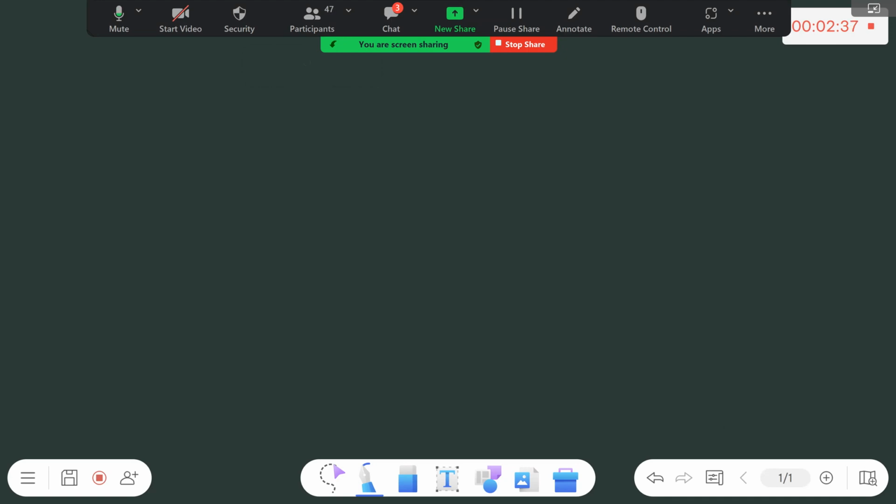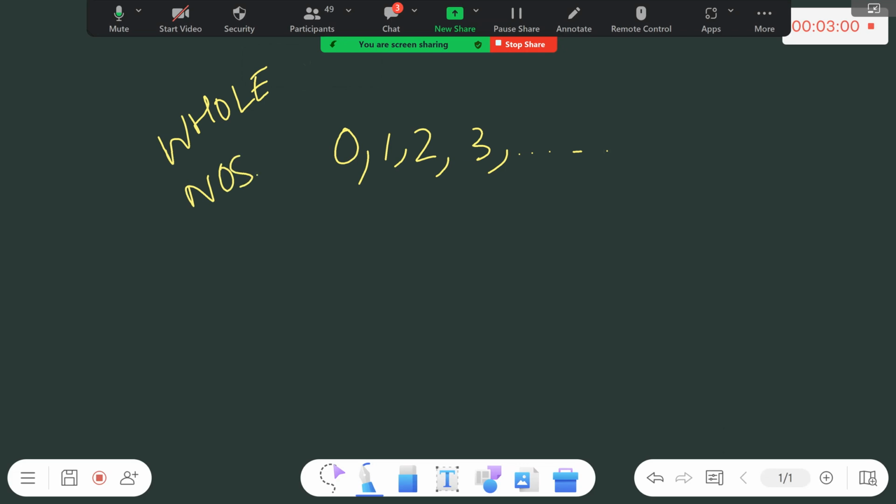So now our second chapter deals with four fundamental operations on whole numbers, isn't it? So what are whole numbers? We know that all the counting numbers, 1, 2, 3, natural numbers and so on, and also 0, are whole numbers. Now what are the fundamental operations? Addition, subtraction, multiplication, division, isn't it?